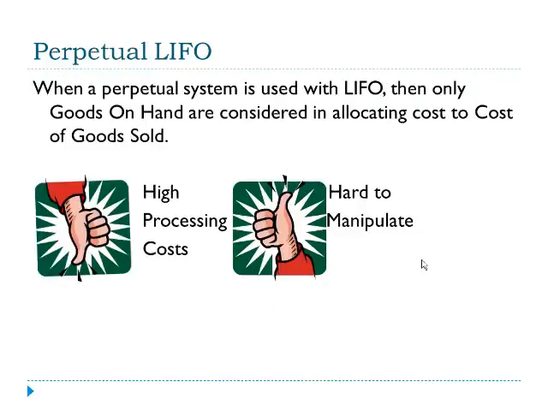When a perpetual system is used with LIFO, then only goods on hand are considered in allocating cost to cost of goods sold. This results in higher processing costs, but it's going to be hard to manipulate.